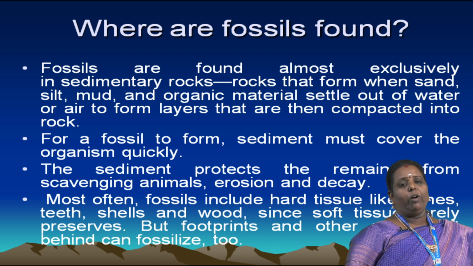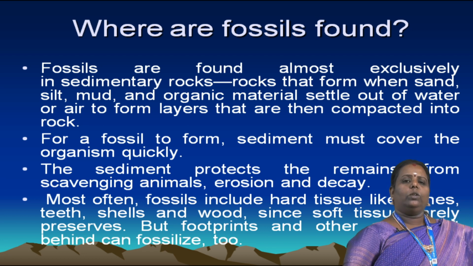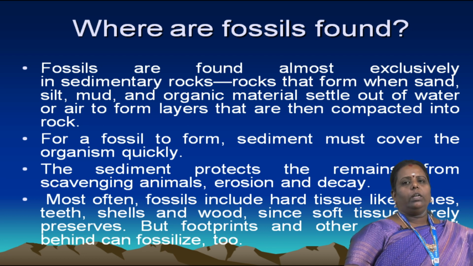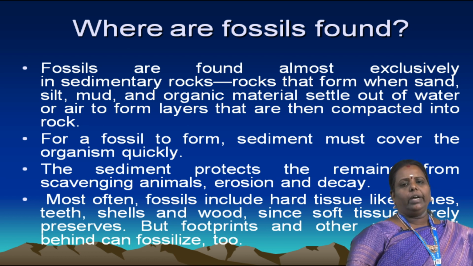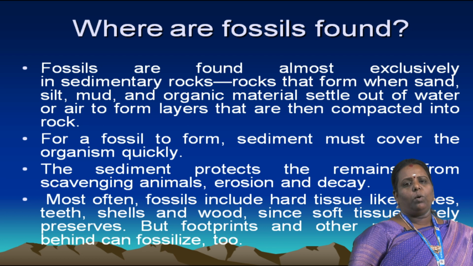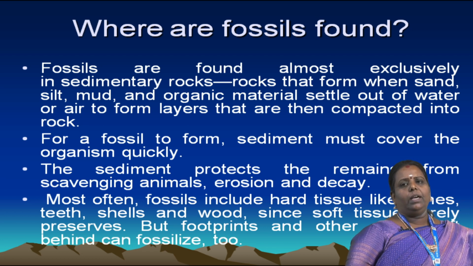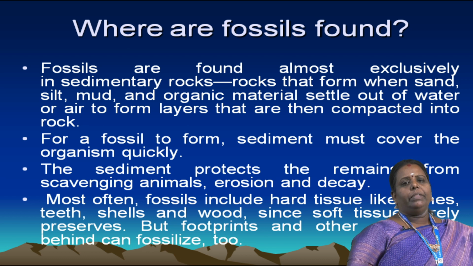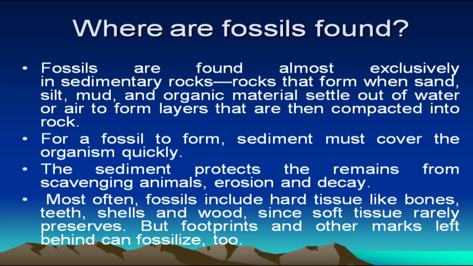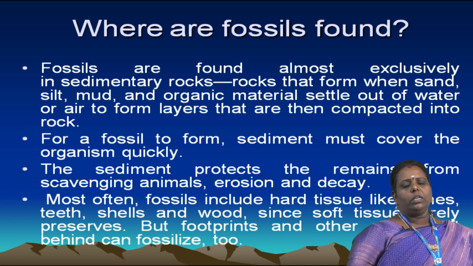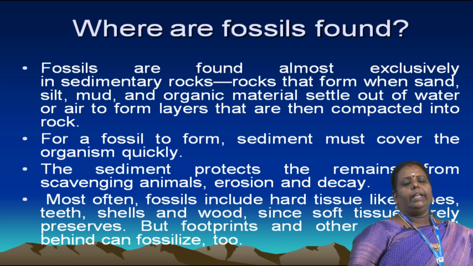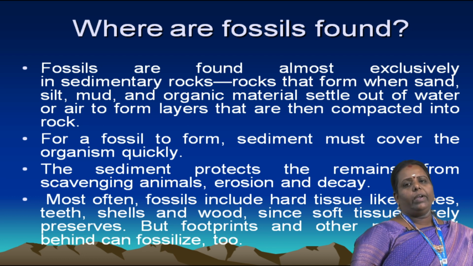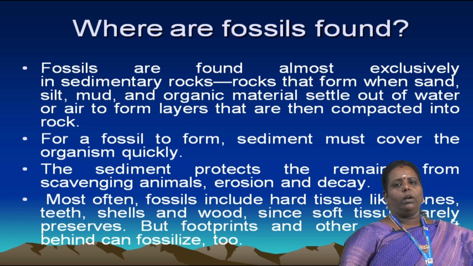Layers form and compact into rock material. For a fossil to form, sediment must cover the organism quickly, because, as I already told you, the soft materials in the body decay. What is the use of this sediment? It protects the remains from scavenging animals, erosion by rain or of the soil, and decay. That is very important. After that, we can identify fossils that occur in this way.